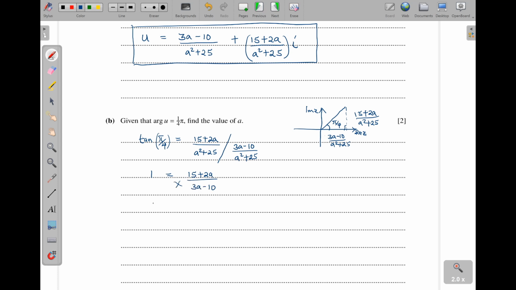When we cross multiply, this will be 3a minus 10, which is equal to 15 plus 2a. So bring this one here, take this one this side. Okay? So when we do so, we shall have 3a minus 2a, which is equal to 15 plus 10. So our a is therefore going to be equal to 25.